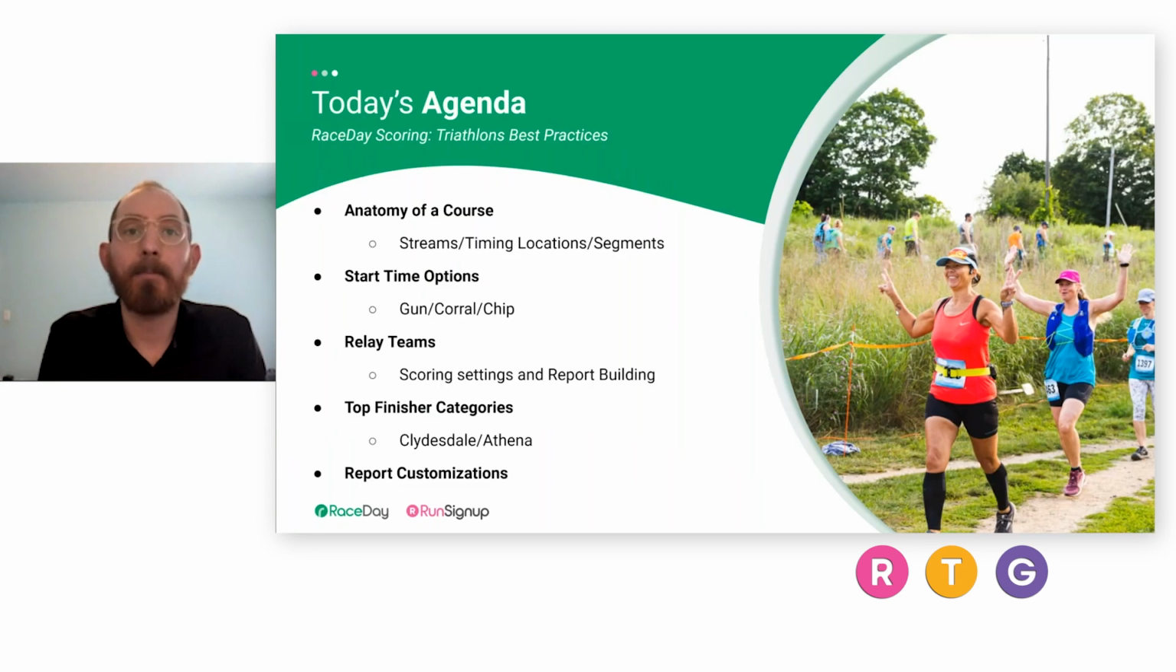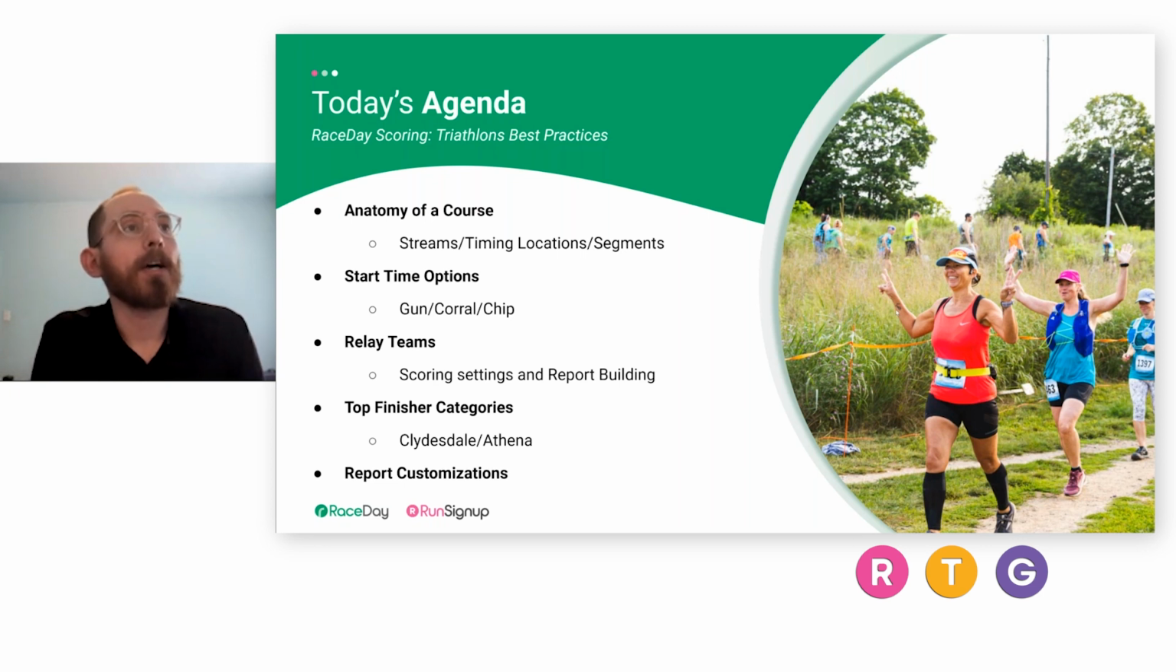Okay, so what we're going to do is do about 5 different topics today. We're going to talk about the anatomy of a course. This is just kind of going over the setup and layout of how all of the different parts of race day scoring fit together, in particular as it pertains to triathlon or multi-sport setup. Then we're going to go into the different start time options that race day scoring has, because triathlons will typically use corral starts, and you want to understand how this works. You want to understand how you can assign people to corrals, especially in triathlons. It's pretty important to get that right.